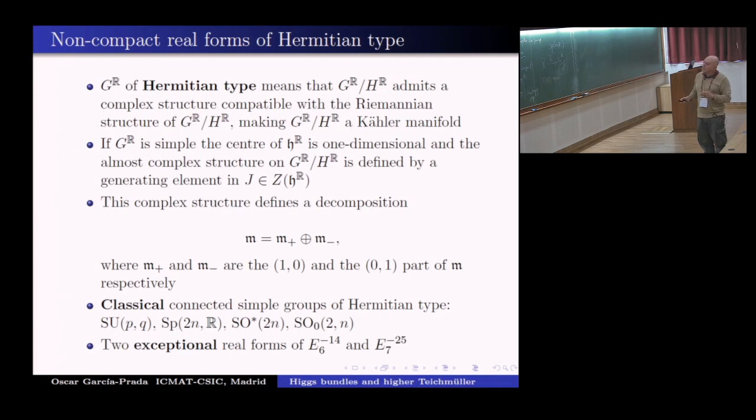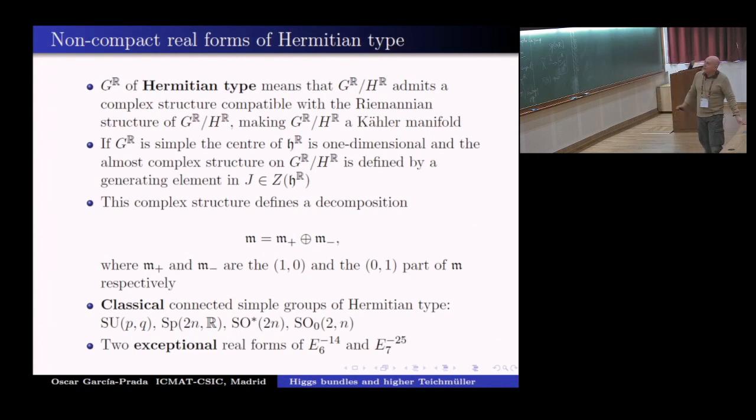And then there's a real form of SO(2n,C), which is called the non-compact dual of SO(2n), and then this other real form. And then two exceptional real forms, using Helgason's notation, one real form of E6 and one of E7. Of course, you can consider covers of these, finite covers, but in terms of Lie algebras, these are the only groups of Hermitian type, right?